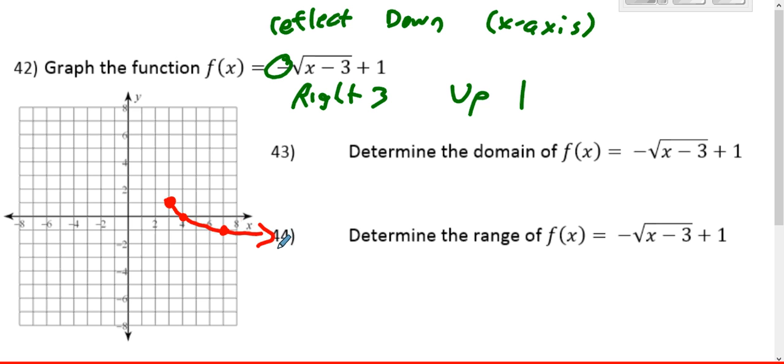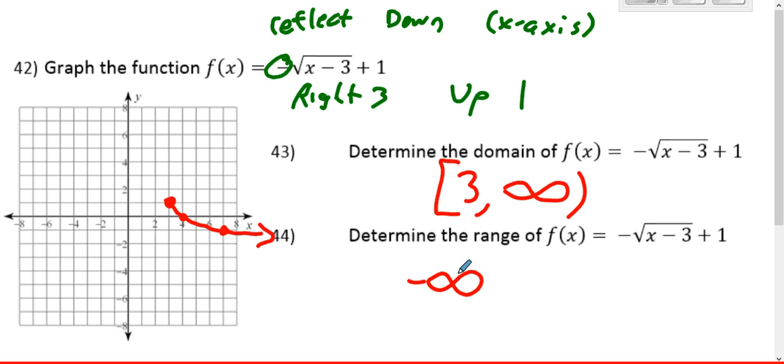So our domain, which is left to right, the furthest point to the left is over here at 3. And then to the right, it has an arrow. It goes to infinity. Range is low to high. It has an arrow that goes down forever. So that means the lowest is negative infinity. The highest is right here, which is at 1. And your number always gets the bracket.